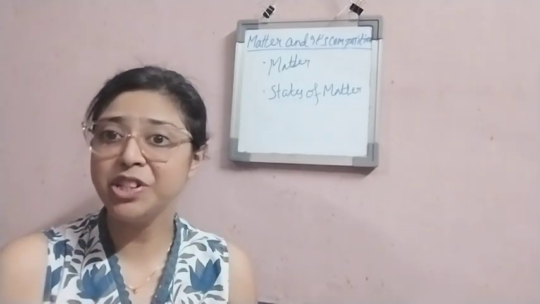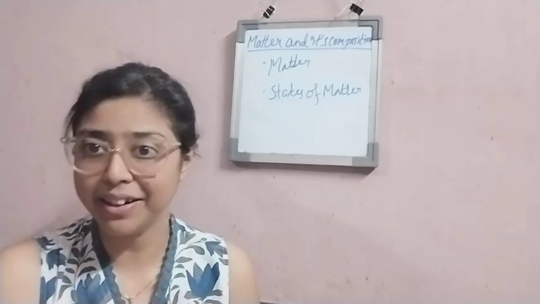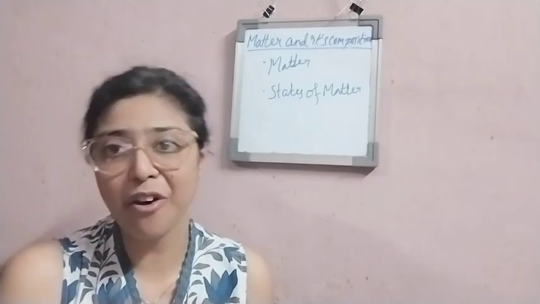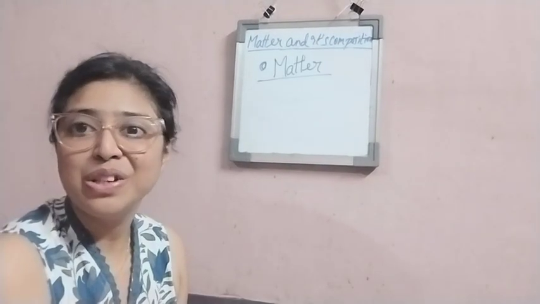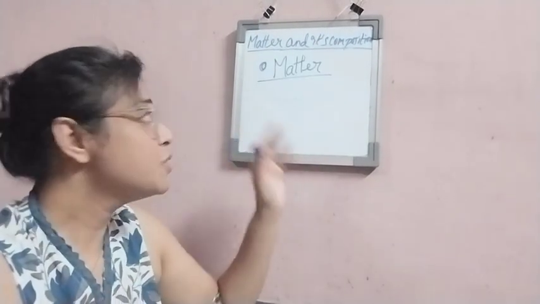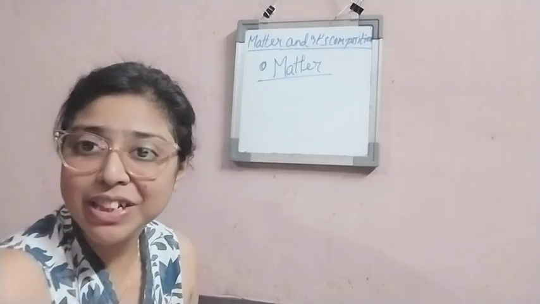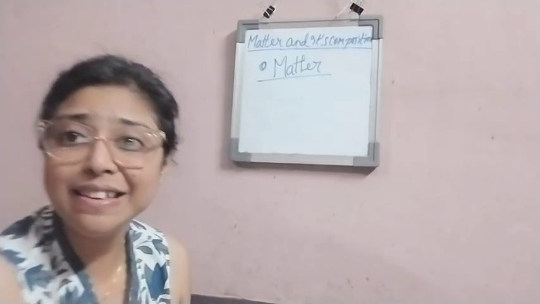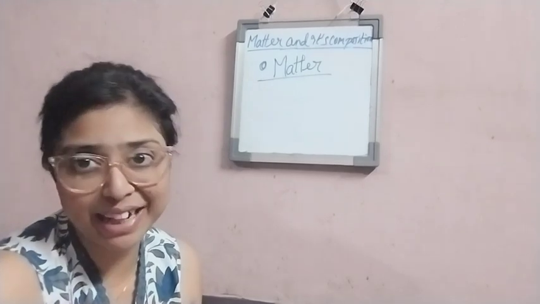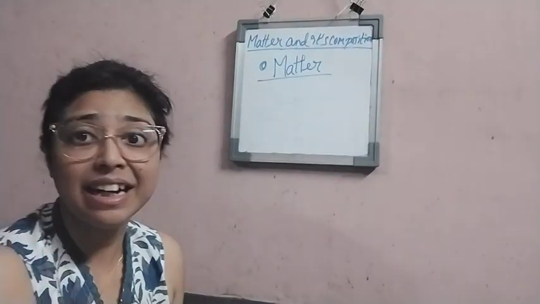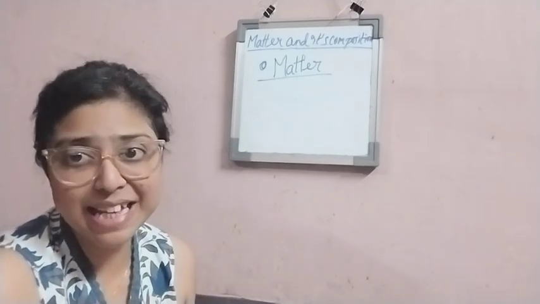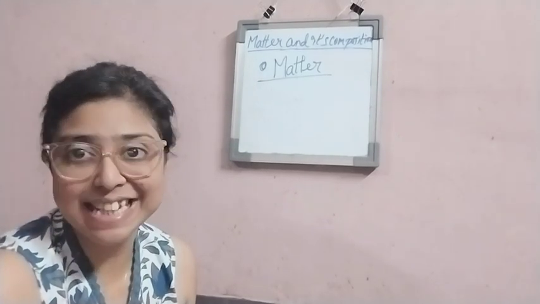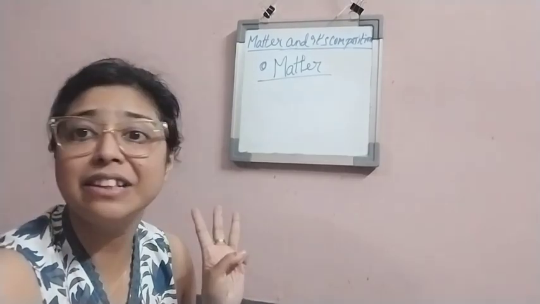Let me share with you what is matter and some examples of matter. So let's begin with matter. At first I will let you know the definition of matter. Basically, matter is those substances which have mass, occupy some space, and we can feel it by our senses. So there are 3 points.